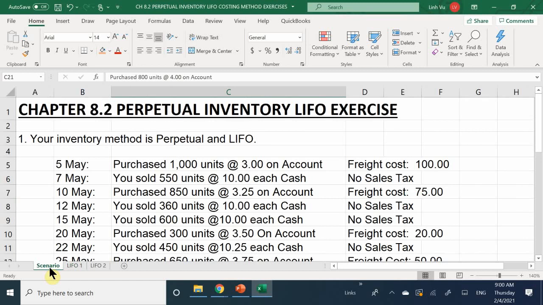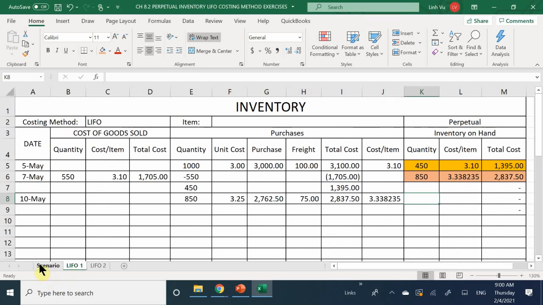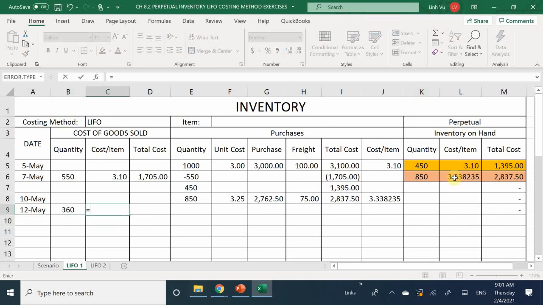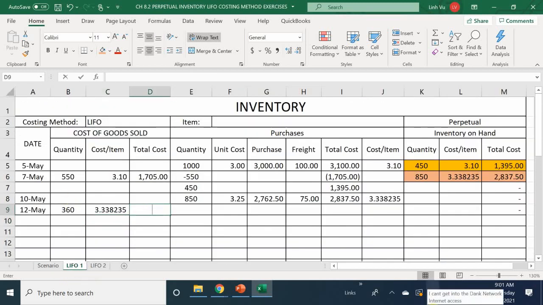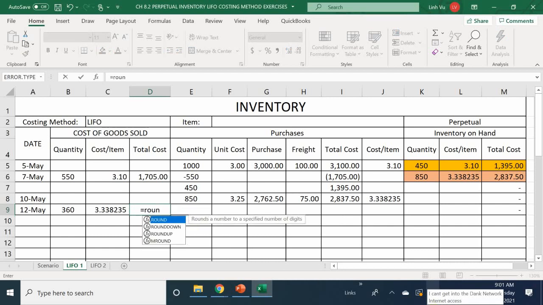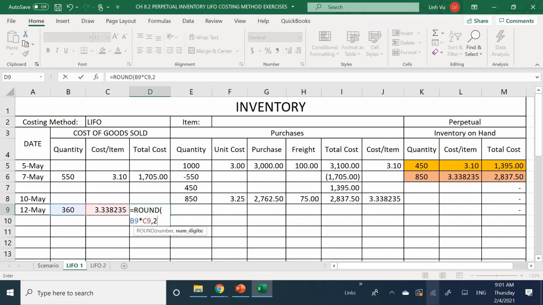So let's go ahead and take a look what happened next. So here on May 12th, now you sold 360 units at $10 each for cash. Okay, so 360. So which batch are we going to be taking out from? 850. We're going to take out from that one, or you can also refer to it as the pink batch. Okay, so 360, right? And we know it's going to cost me this much, right? So therefore, we need to apply our equal round formula in this one because we don't have a nice number. So you're going to go equal round. You're going to do your formula again, comma, 2, because we want 2 decimal places. And then you could go ahead and press enter there.